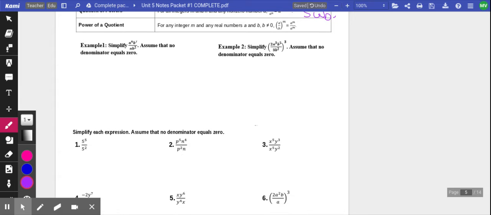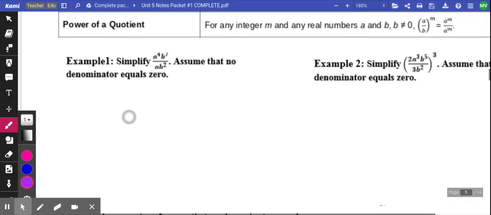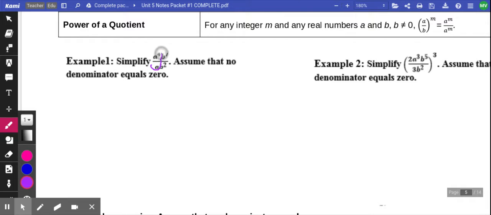So examples. We want to simplify a to the fourth b to the 7th over ab squared, and we're assuming no denominator is 0. What we do is we treat each base separately. I have a to the fourth over a, so those are like bases. I keep the base and subtract. When there is no exponent, remember there's a 1. So 4 minus 1 is 3. Then I do the same with the b's. This is supposed to be b to the 7th, so it's b to the 7th over b squared, so that's b to the 5th.